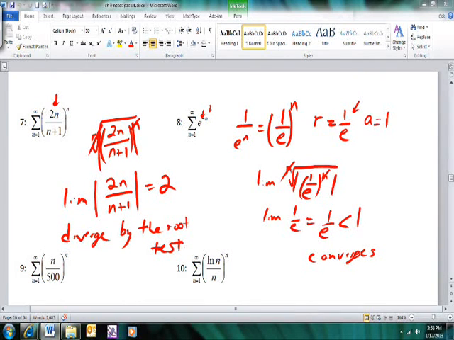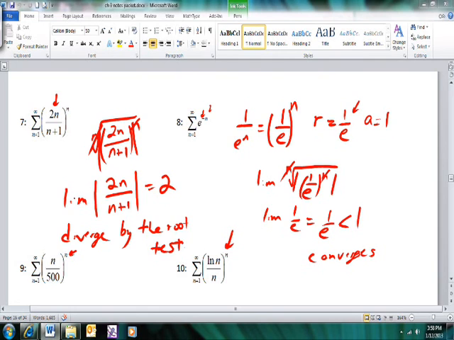So the root test is really, really good for anything that's raised to a power of n. And then you just examine them. So we can take a quick answer for number 9. Well, that's going to diverge because if you get rid of the n, you're going to have n over 500. And as soon as n's bigger than 500, you're bigger than 1.